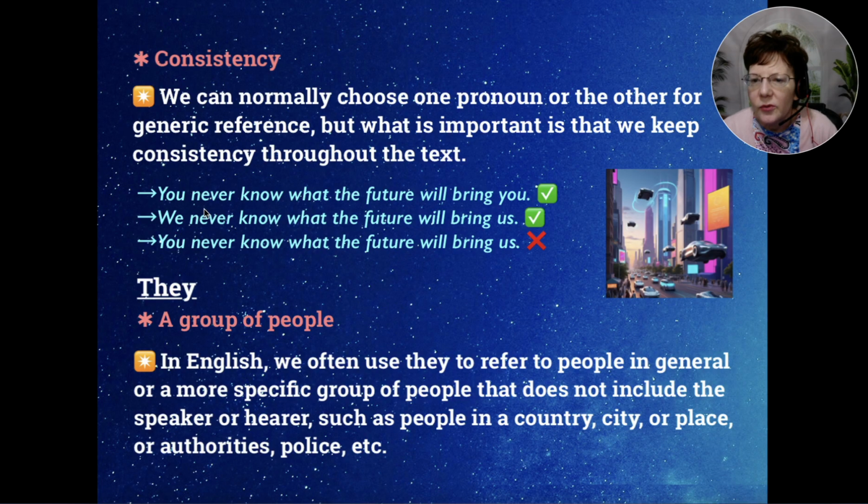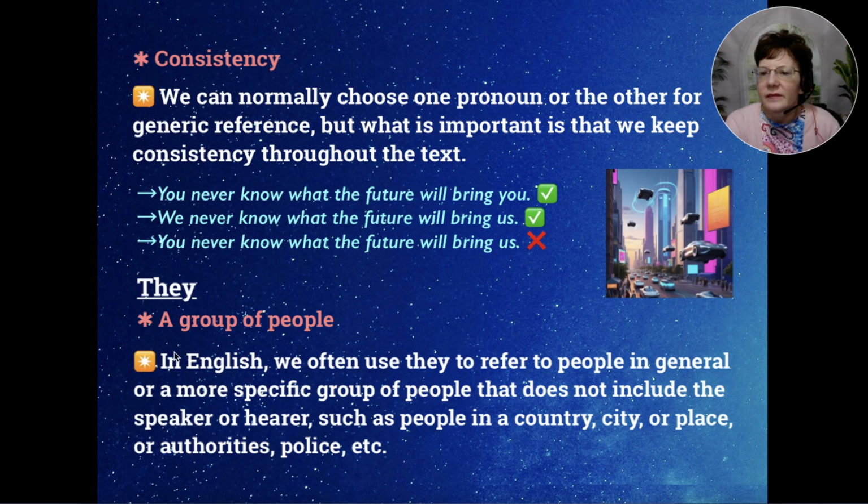So, you never know what the future will bring you. So you can't use any other pronoun, you and you. Or we never know what the future will bring us. So those two agree together. And then this one is wrong because we changed this to us. You never know what the future will bring us. Yeah, you would have to use we here to make it agree.